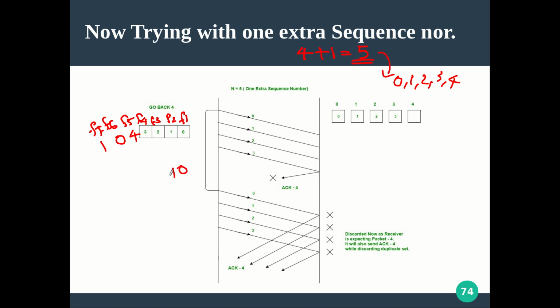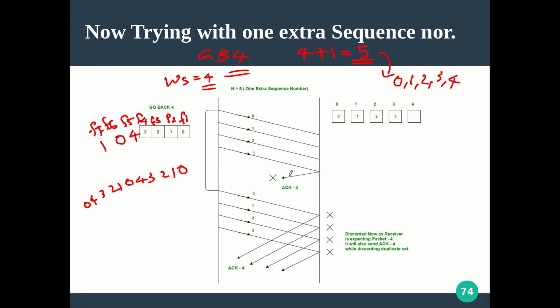See, listen, 0, 1, 2, 3, 4 for the first 5, and for the 6th one I can repeat, no problem, 0, 1, 2, 3, 4. So like that I will be assigning the sequence number for the subsequent frames. Now in this situation, the window is still 4, so we are still talking about go back 4 only. With go back 4, sequence numbers are taken to be 5, right? So the sender window will be 4 only.